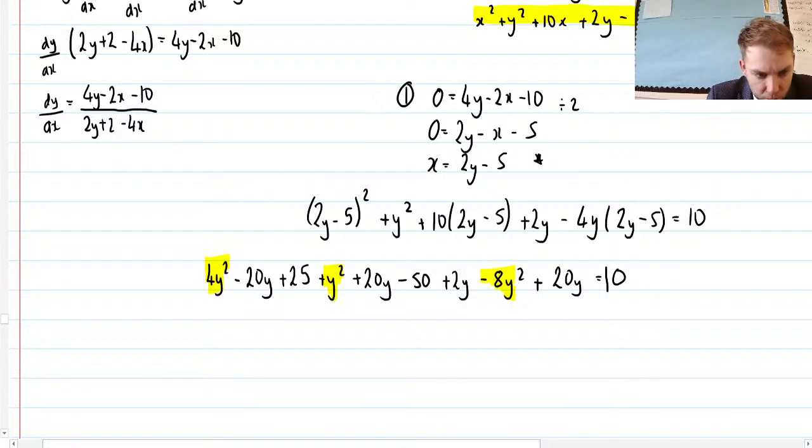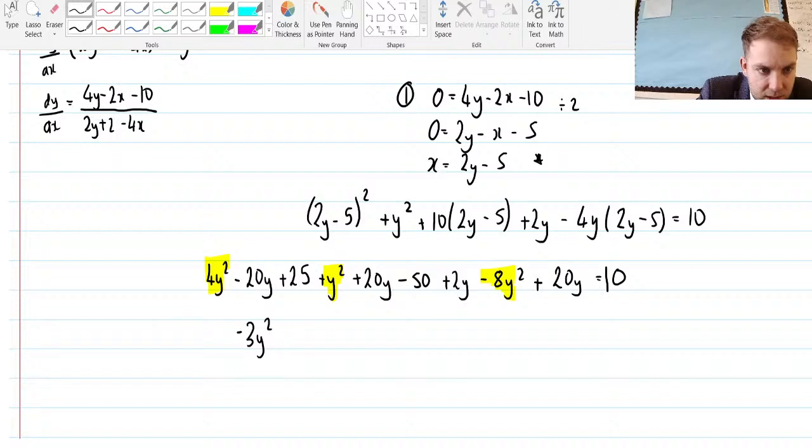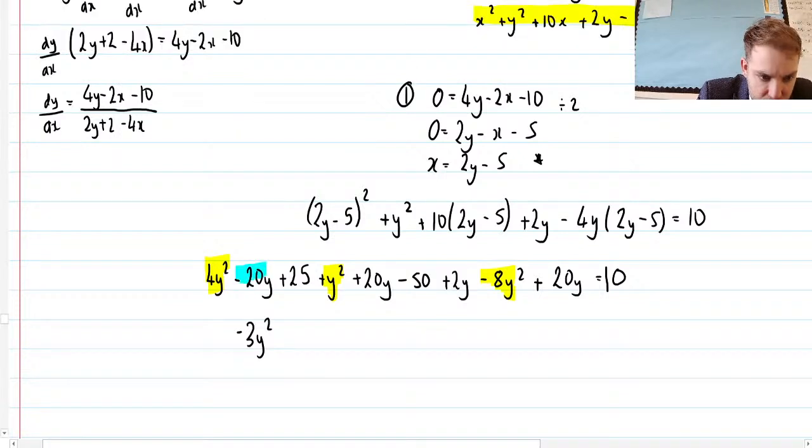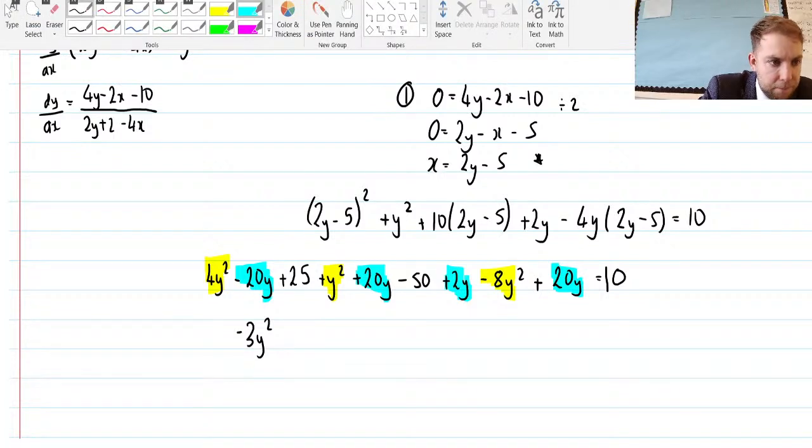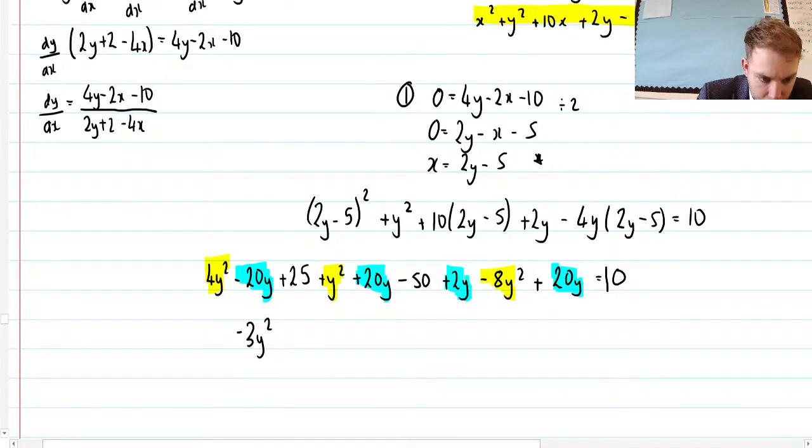Yeah, like so. So 4y squared plus y squared is 5y squared, take away 8y squared is equal to minus 3y squared. Minus 20y plus 20y, that's going to cancel. So 2y plus 20y is equal to plus 22y. Then 25 minus 50 is minus 25.